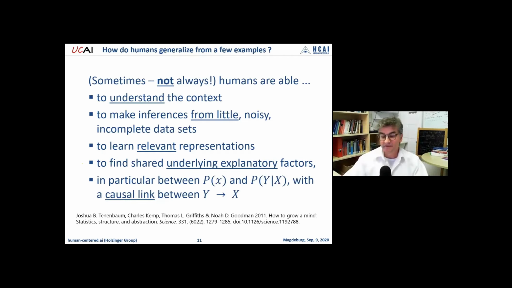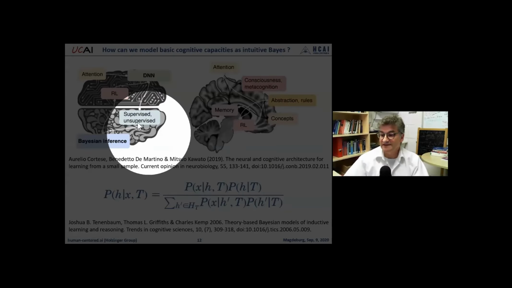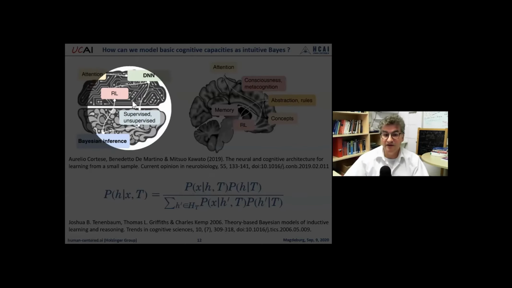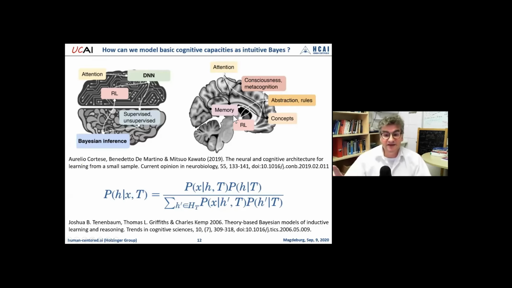In particular, they can find P of X and P of Y given X, with the causal link between Y mapped to X. It is very interesting that humans can do this very well. The only problem is, according to Tenenbaum, we do not know how to do that, because then it would be easy. We could re-engineer it and use it for machine learning, but we don't have an idea how this works. So how can we model this, for example? If we compare this symbolic AI with the human brain, with biological brains, then we notice a significant difference.